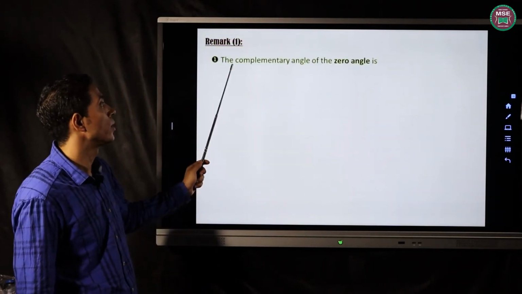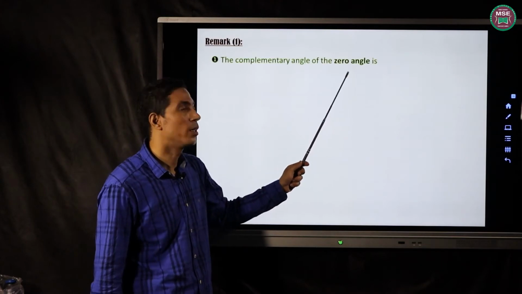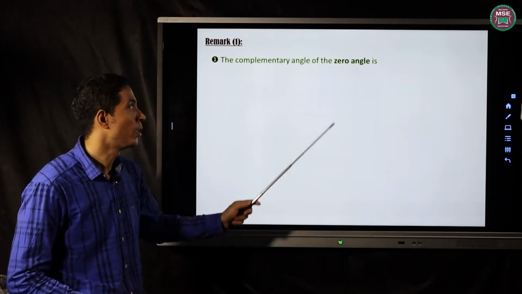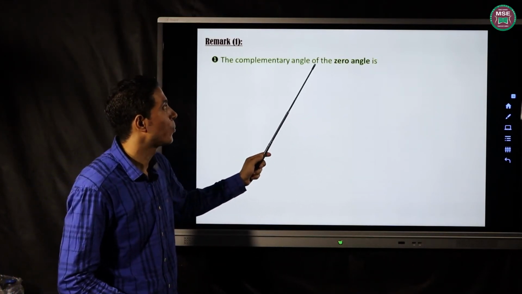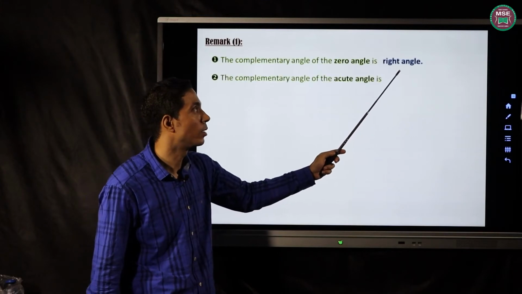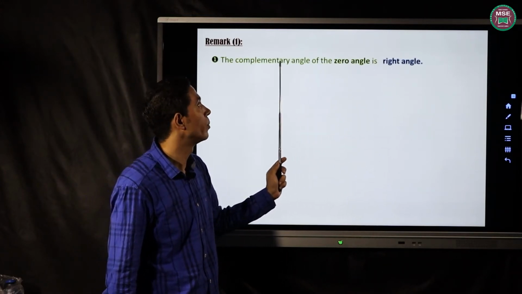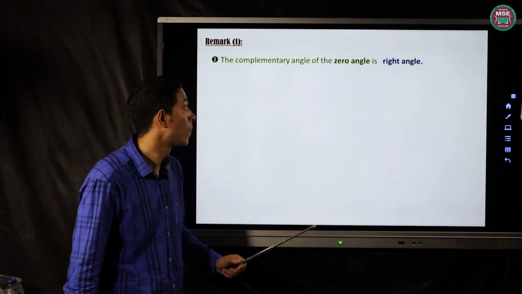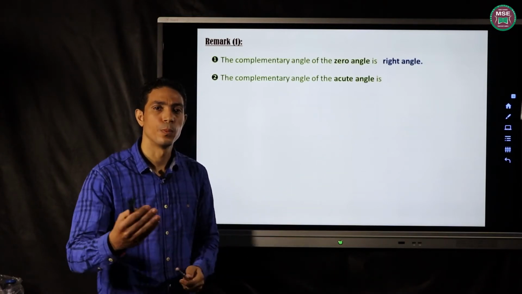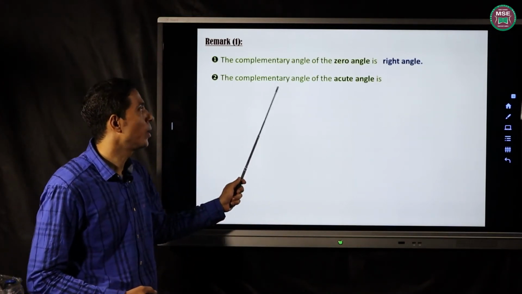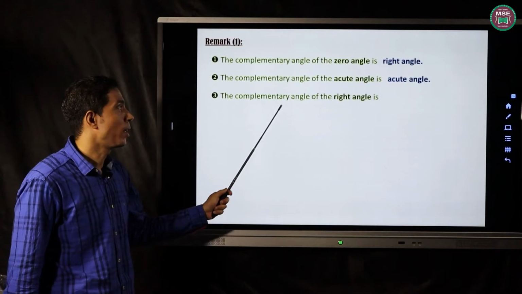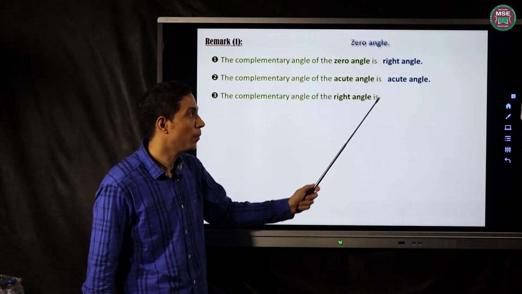Remark number 1, the complementary angle of a zero angle is equal to 90 degrees. For complementary angles, we say that two angles' sum equals 90 degrees. Then the complement of 0, we subtract 0 from 90. 90 minus 0 equals 90, and the type of a 90 degree angle is a right angle. Then the zero angle complements the right angle. Number 2, the complement of an acute angle. An acute angle is more than 0 and less than 90. Then the complement of an acute angle must also be an acute angle. The complementary angle of a right angle is a zero angle.